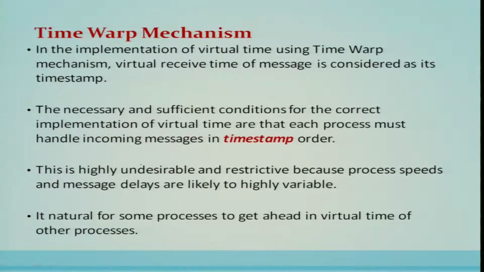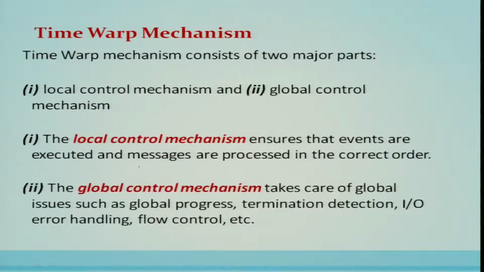So, the time warp mechanism. In the implementation of virtual time using the time warp mechanism, the virtual receive time of a message is considered as a timestamp. The necessary and sufficient condition for correct implementation of virtual time is that each process must handle incoming messages in the timestamp order. Now the time warp mechanism consists of two major parts.